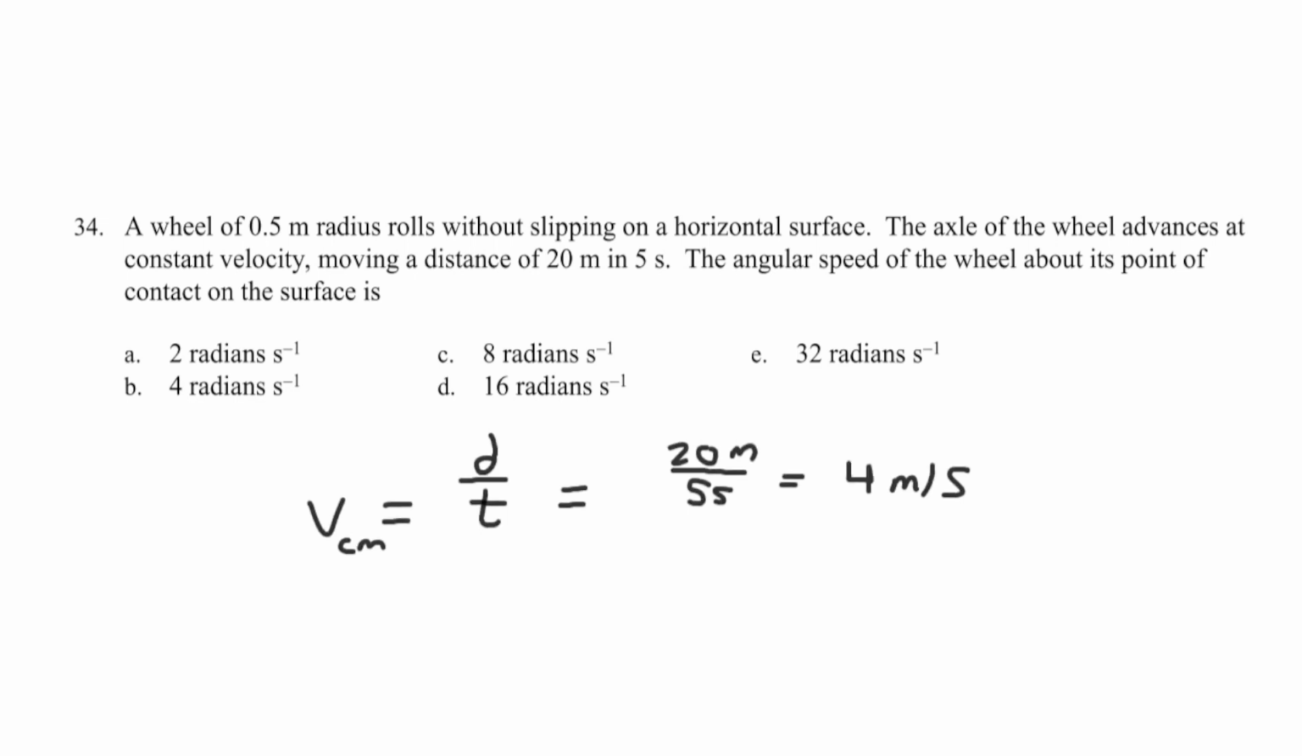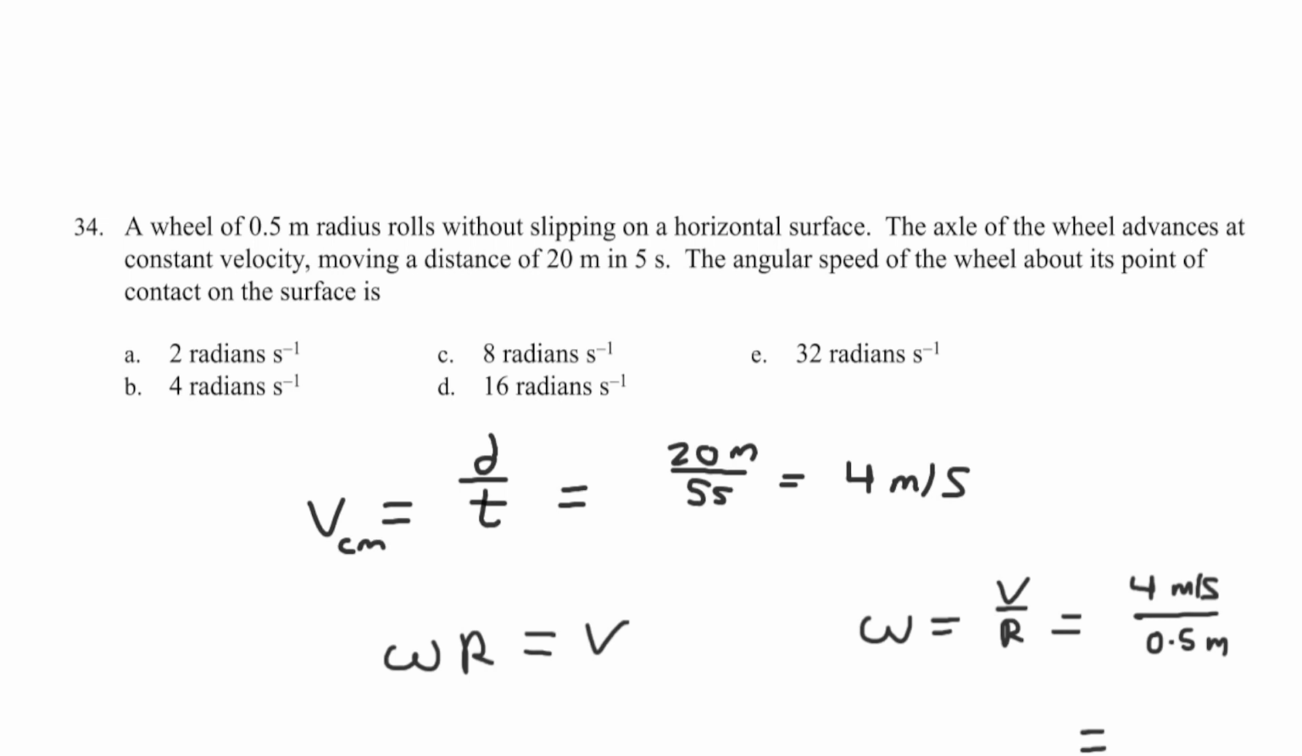So we found the linear speed, but also remember that it is rolling without slipping. So rolling without slipping means that omega times r equals v. So omega equals v over r, which is 4 meters per second over 0.5 meters, which is going to be equal to 8 rads per second.